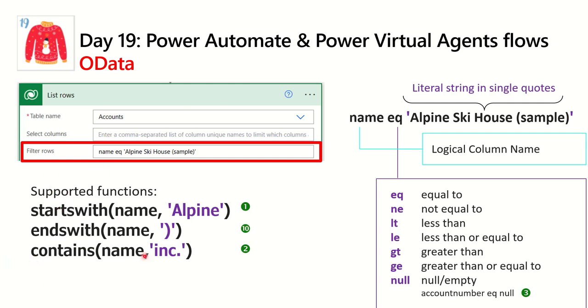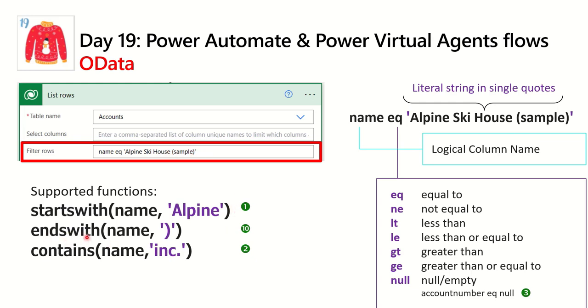So here are some other supported functions, which are startswith, endswith, and contains. Most of you are familiar with using these in Power Apps. But startswith, if I look at the name and I say it starts with Alpine, it'll give me 1 back, which is the same one I would get back in the case of name equals Alpine Ski House. I would get 1 back.